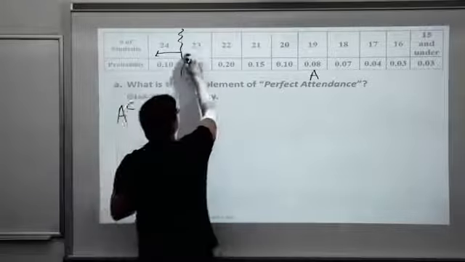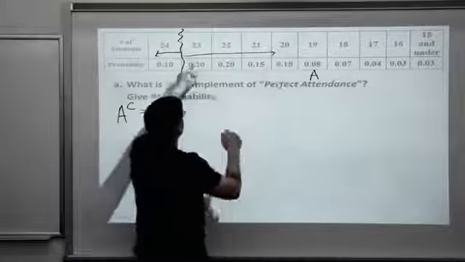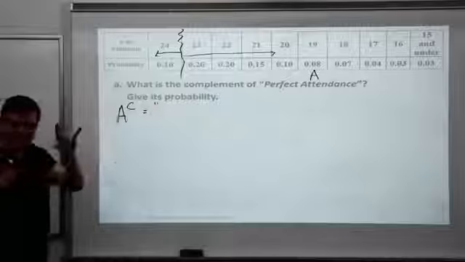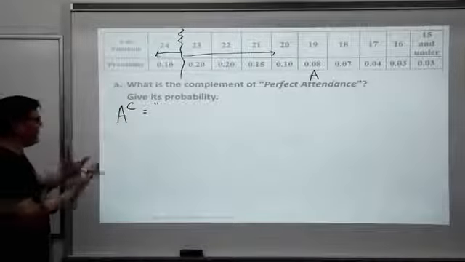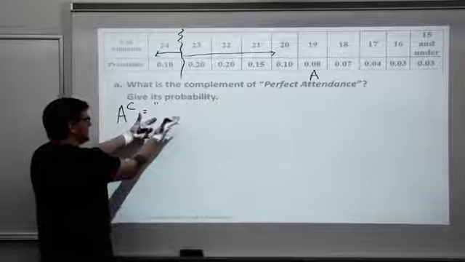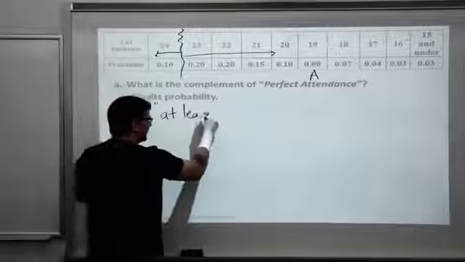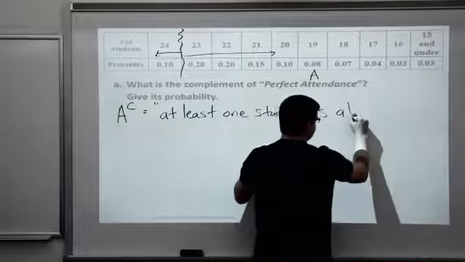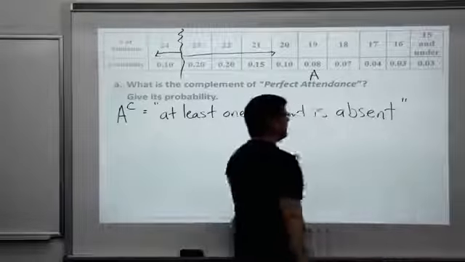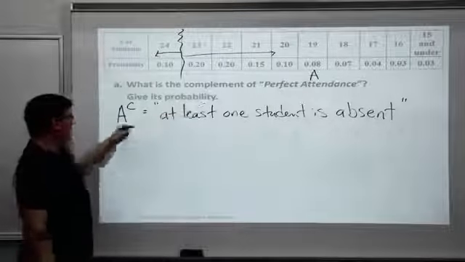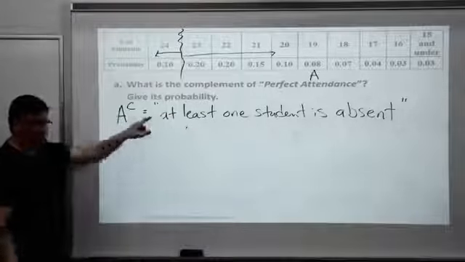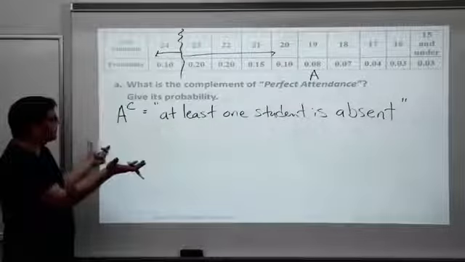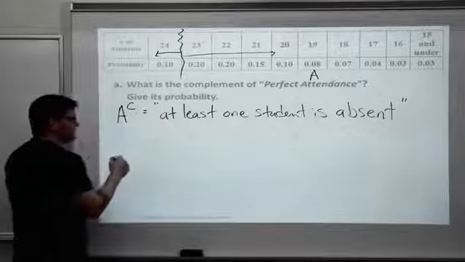The complement is everything opposite or not in event A. So 23 students, 22, 21, all the way down to nobody. That's the complement. It's all those simple events combined. In words, the opposite of perfect attendance is at least one student is absent. Perfect attendance and at least one student is absent, those are complementary events. Think about this until it makes sense to you watching the video. Okay, these are the opposites. If it helps, put the line.